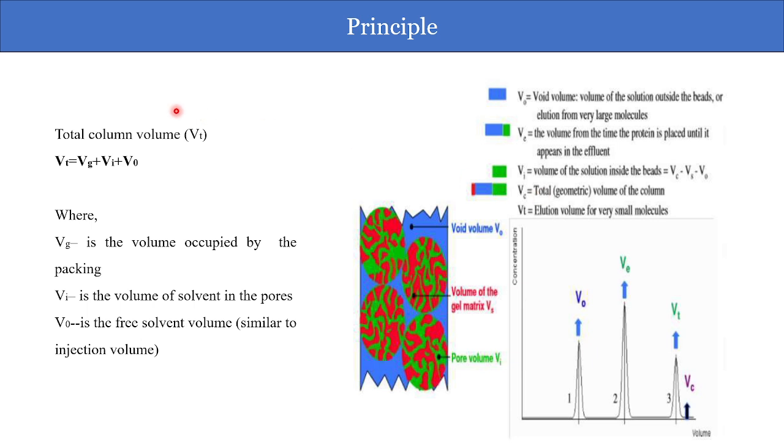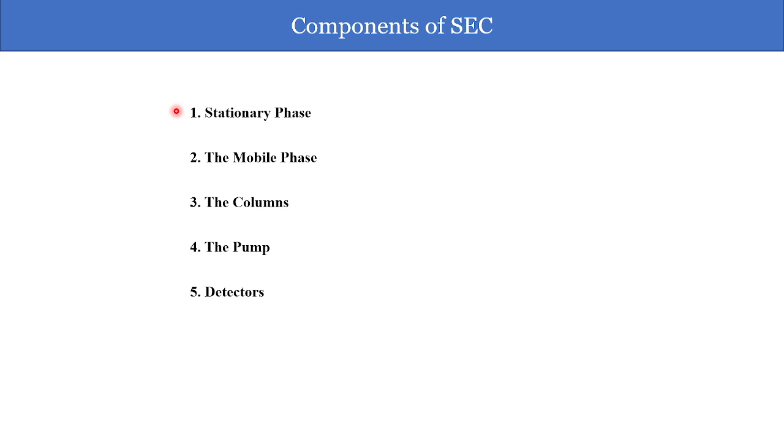Now, we need to calculate the column volume as well. So the total column volume is the summation of the volume that is occupied by the packing of the column plus the volume of the solvent in the pores plus the free solvent volume. So it's a summation of all the three, Vg, Vi and Vo.